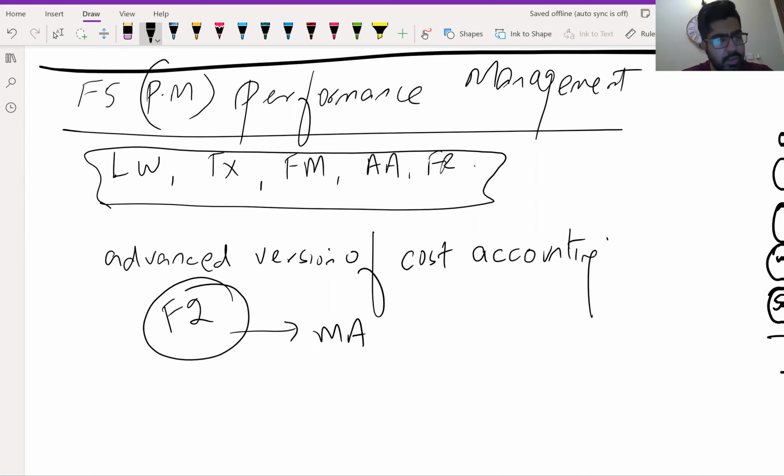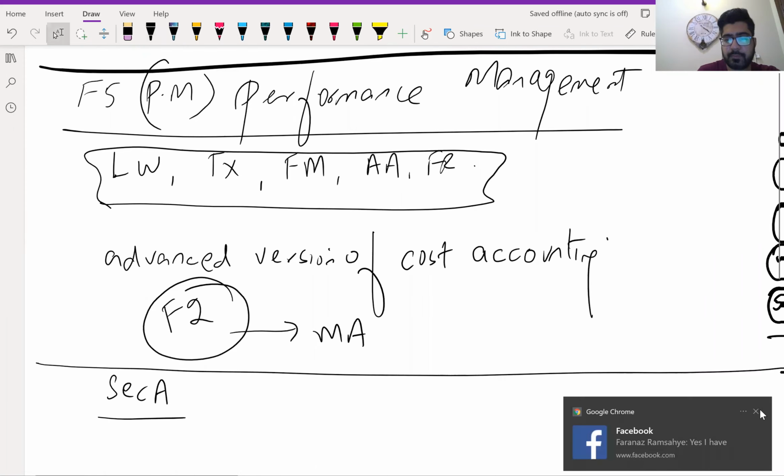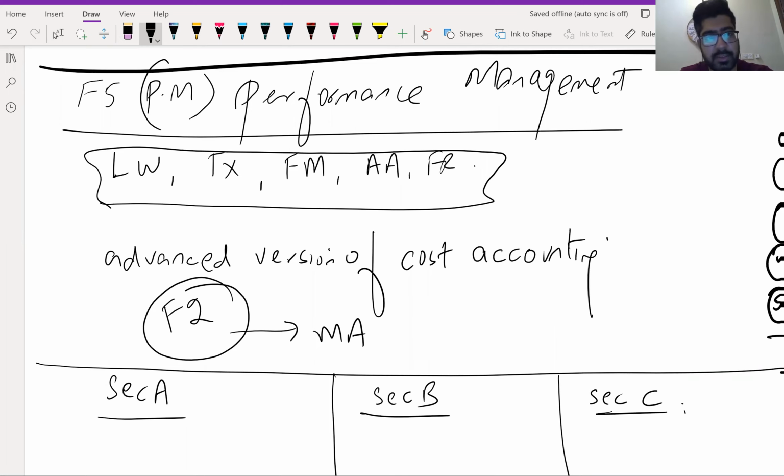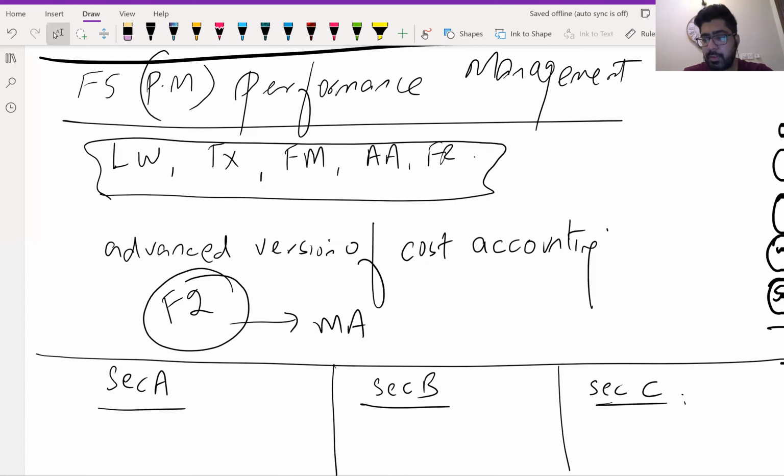All these details in advanced form are in this paper, and this paper is tested through 3 sections: section A, section B, section C. The examination is tested through 3 sections: section A, section B, section C.